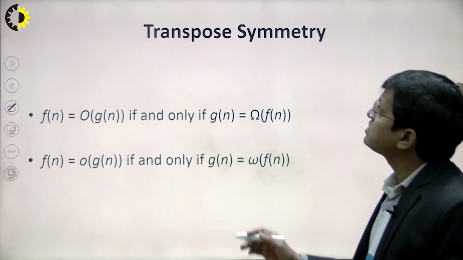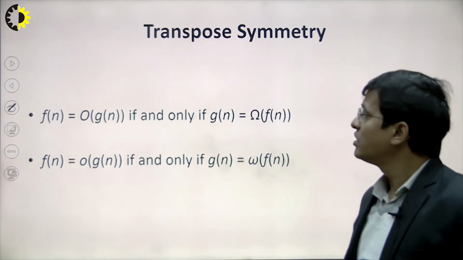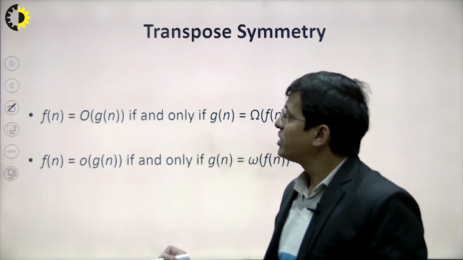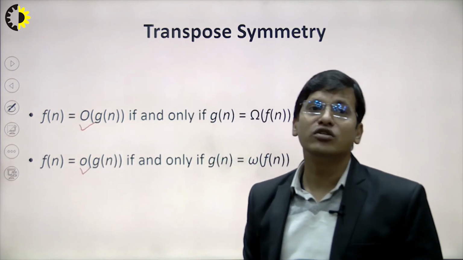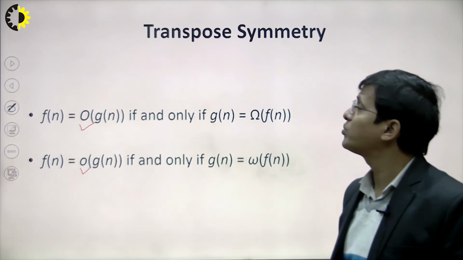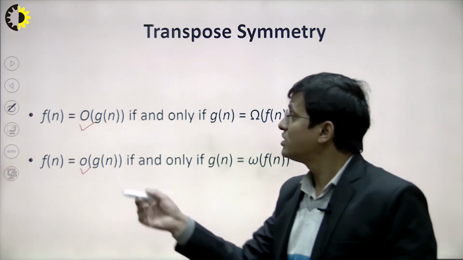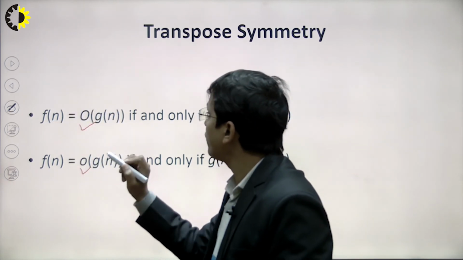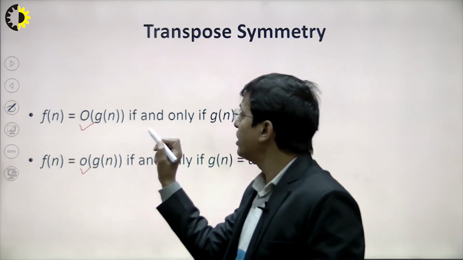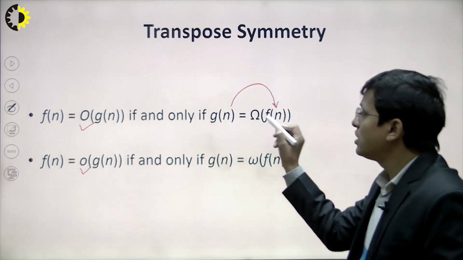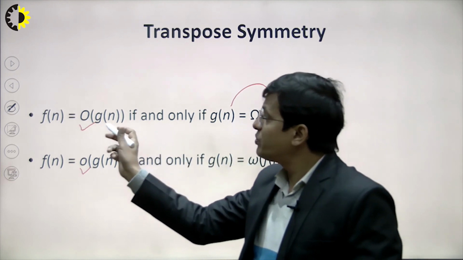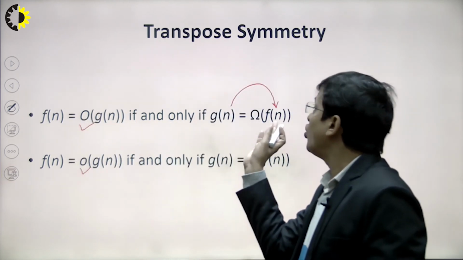The last one is the transpose symmetry, right? So in the transpose symmetry, only the big O notation and the little omega, little o notation are following, because this is a transpose symmetry. This means f of n is big O of g of n if and only if g of n is big omega of f of n. So basically this is the upper bound and this is the lower bound, right?